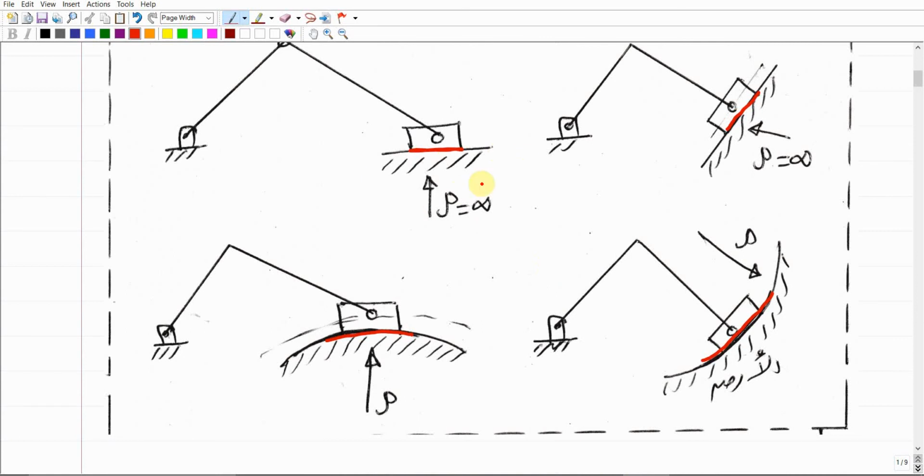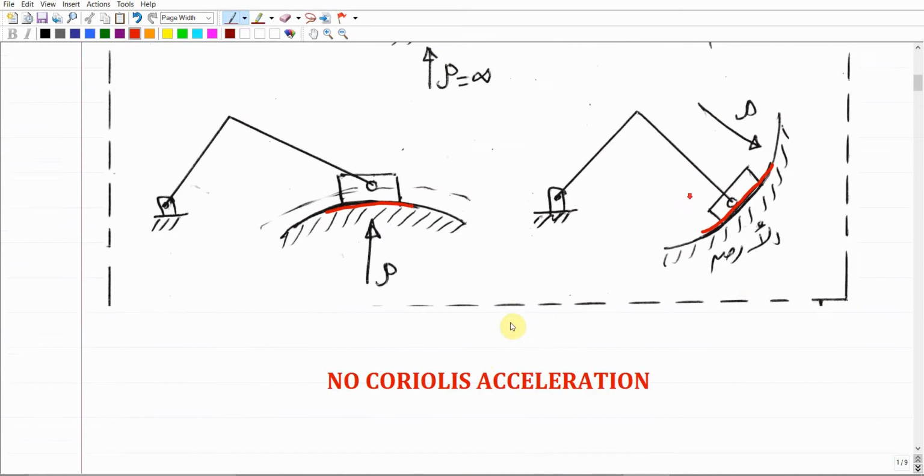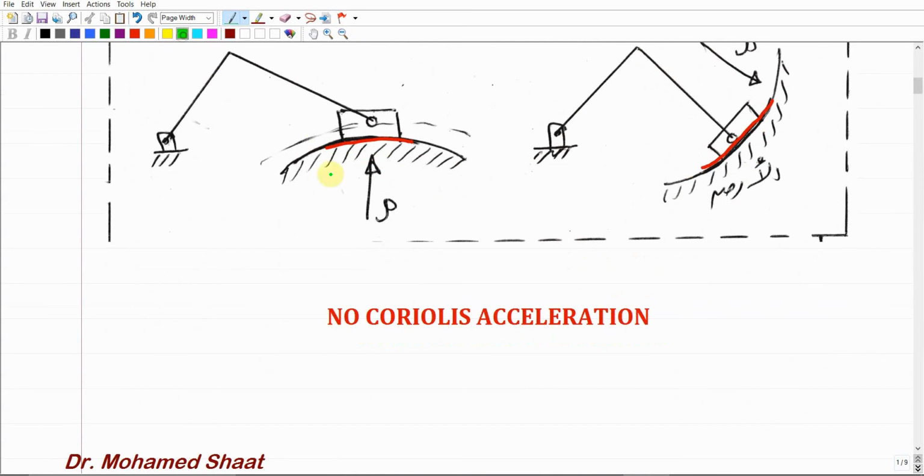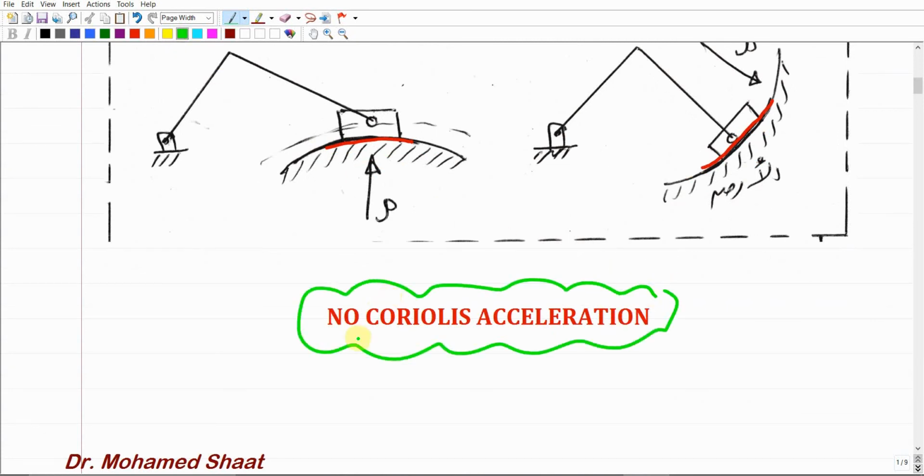In case the surface is not movable, I mean that this ground or this surface is not movable, for this type of problem we won't end up with any carrier acceleration. If we did the position analysis, then the velocity analysis, and then moved to the acceleration analysis, we would find that the acceleration equation will not include any carrier acceleration. Why? Because this surface is fixed, it is an immovable surface. The same thing for this one, it is a fixed surface.